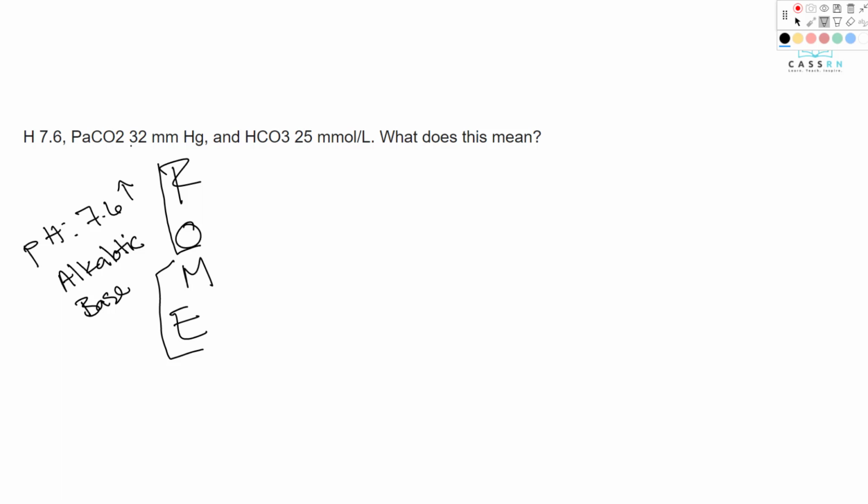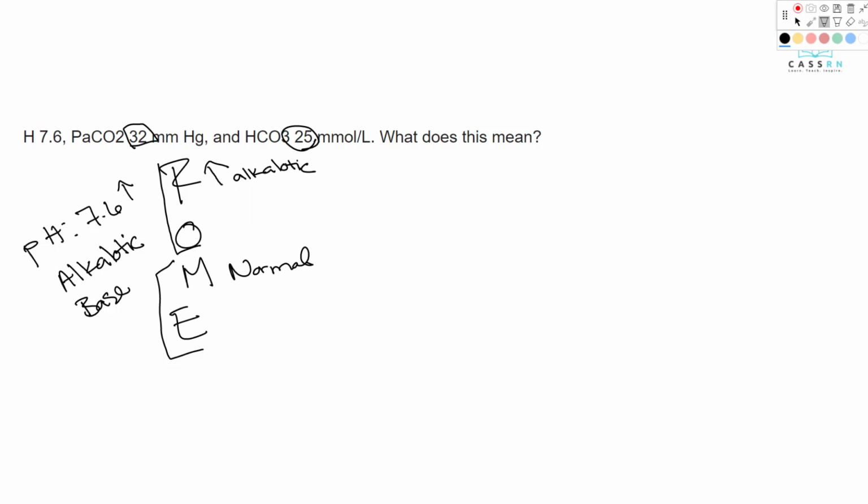So our next one is 32. Okay, so then we want to look and see with this, it's because it's respiratory and it's 32. Our normal range is 35 to 45. It's going to be the opposite, right? So we're going to do this, and it's also going to be alkalotic. Then we come over here to our metabolic, which is 25. And our normal range here, that's within range. So this is going to be normal.